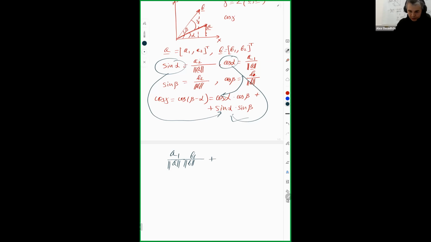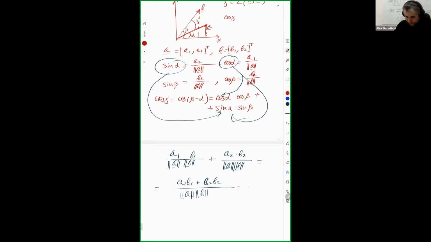Plus sines multiplied, which will be a2 multiplied by b2 divided again by the absolute value of a by the absolute value of b, right? Because these are the same on the denominator, we can simply write a1 b1 plus a2 b2 and then divided by the absolute value of a and absolute value of b, right? So that's what's on the top here.